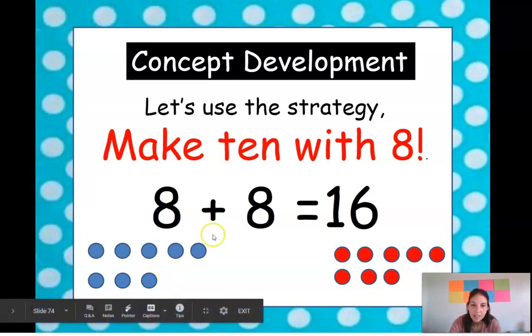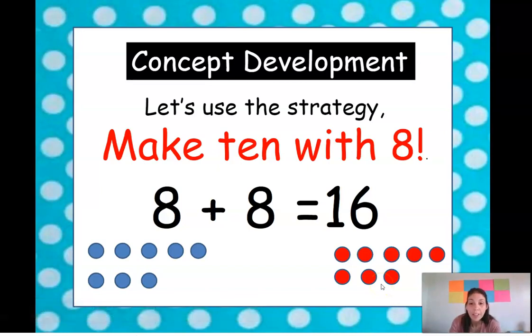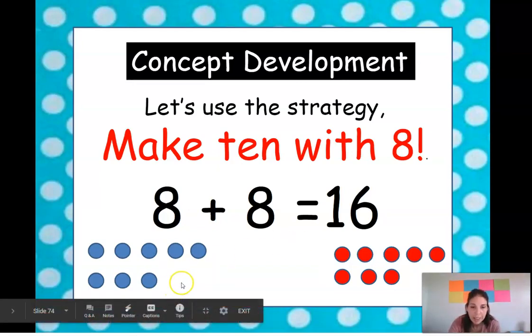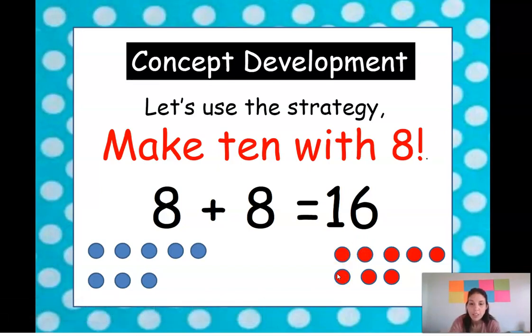Okay, so we have 8 and we have 8. And 8 plus 8 equals 16. What I want you to do, which is a little different than what we did before, is now I want you to make a 10 with one of your 8s. So look and see how many more you need to make a 10. I see we need 1, 2. So go ahead and take 2 from one of them and bring them on over here and cross them out or erase them so that you can make a 10. I want to make sure you guys are able to do this by the end of the video. Okay?